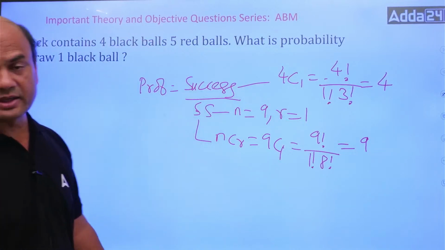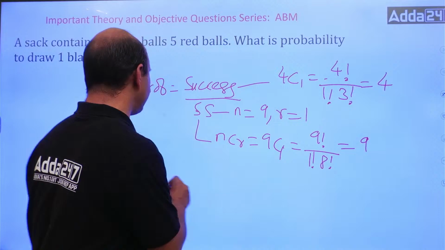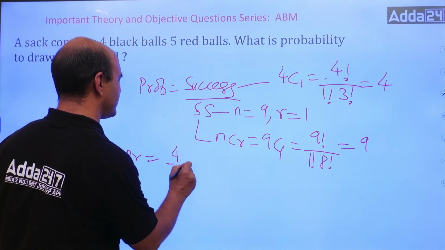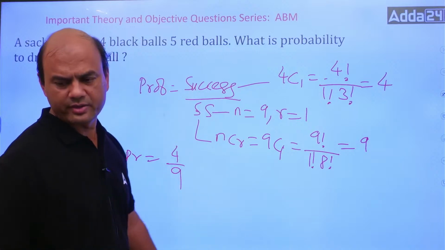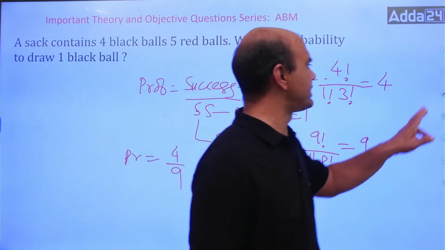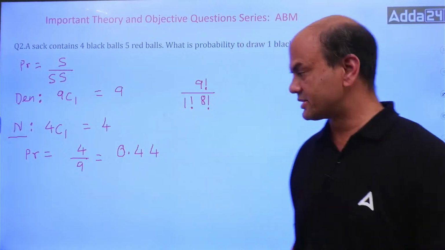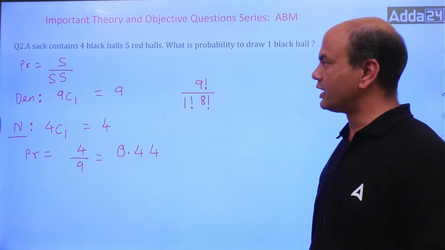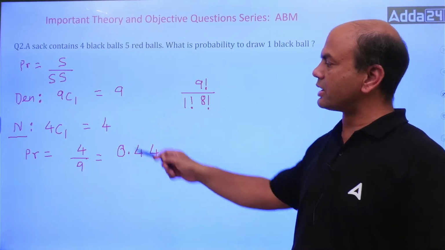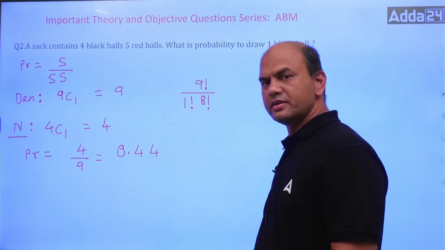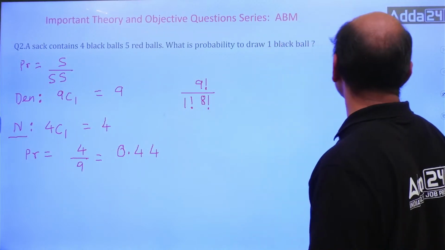So what are you getting the answer as? 4 upon 9. So probability equals 4 upon 9, or you can write it in decimal. So remember, your probability should always be less than 1. Okay, denominator 9C1, numerator 4C1, 4 upon 9. Okay, done, simple. Next.